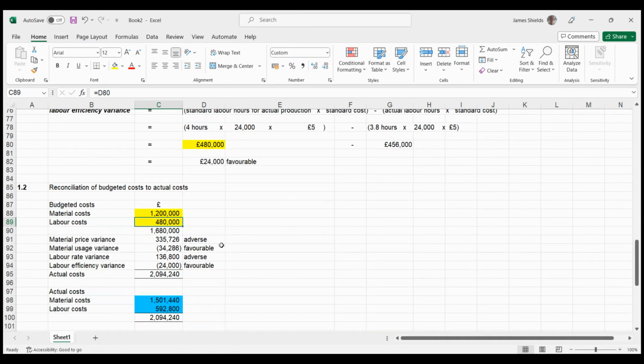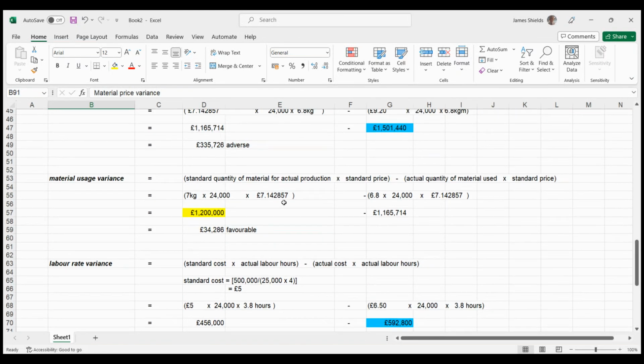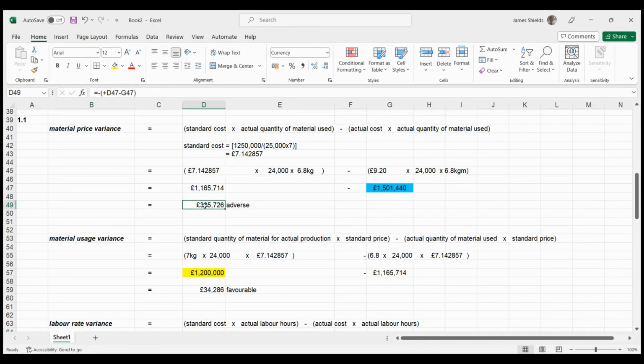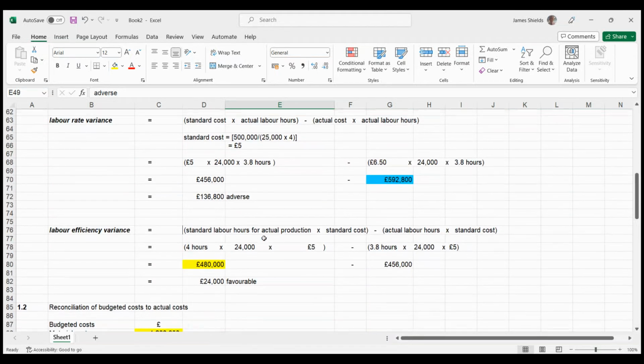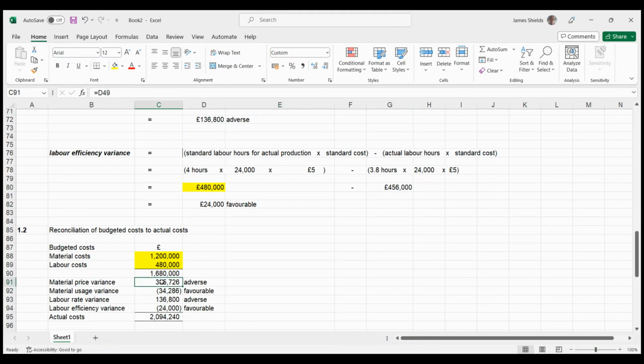So your total budgeted costs is the £1,200,000 plus the £480,000, giving us a total budgeted cost of £1,680,000. So that's what they originally expected before the actual costs were incurred. Now the material price variance, if I go back to it, was £335,726 adverse. That means it cost us more. So we're going to add that on.